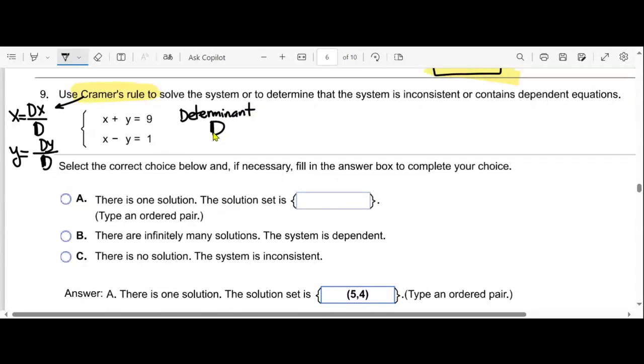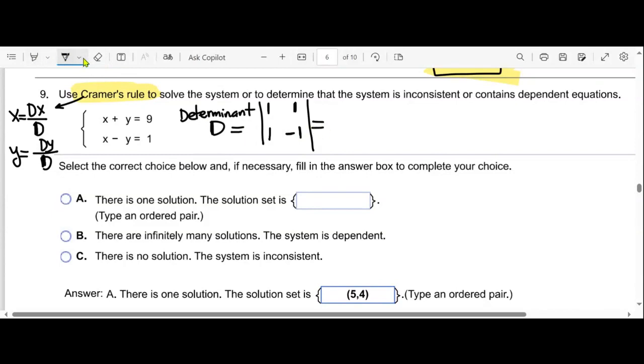Okay, and we abbreviate it by writing d. So how can I get the determinant? We write the coefficients. What's the coefficient here? 1, 1. What's the coefficient here? 1, negative 1. Okay, and what's the constant? 9 and 1. Now, who can tell me, do I need this 9 and 1? I don't need it, right? Because I'm just going to do the determinants, right? So let's remove that and let's do the determinant.